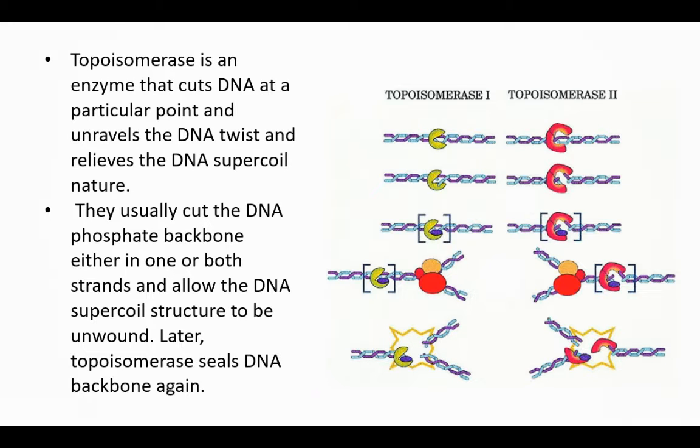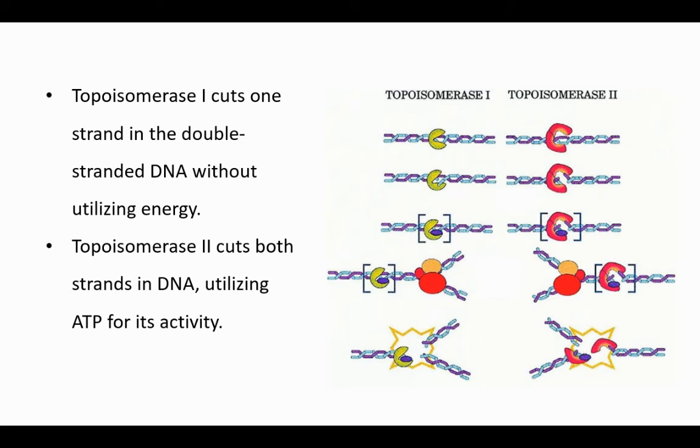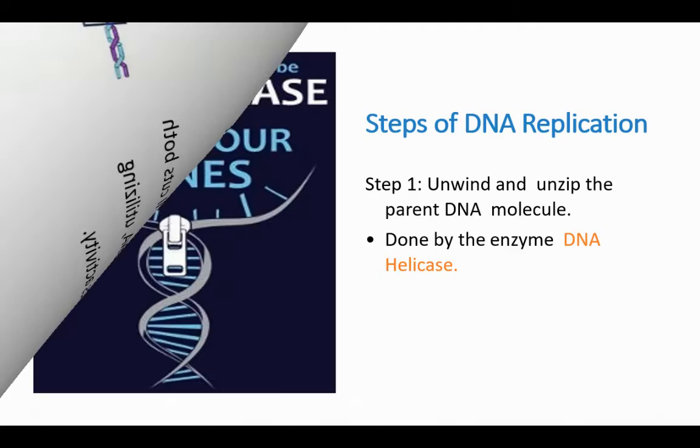Okay? Now, we have two types of topoisomerase. You have topoisomerase 1, which cuts without any ATP utilization. Then there is also topoisomerase 2, which requires ATP. Okay? So that is their difference. So we have unwound, right? The next step is we zip it open.